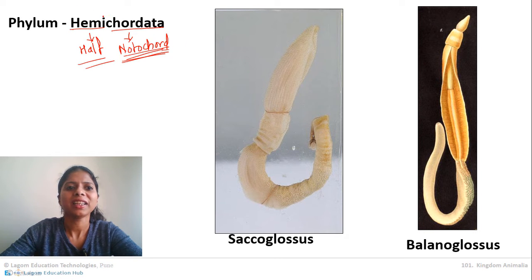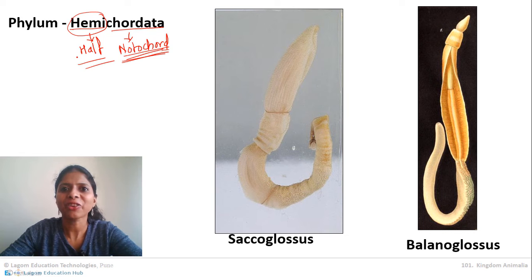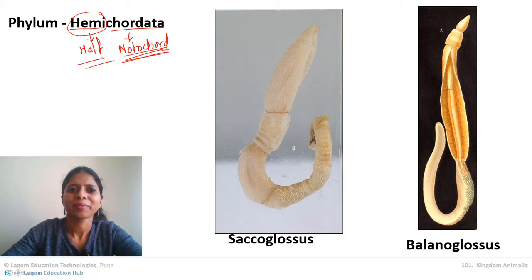But here there is a word hemi. Hemi means half, so these are called half chordates. We can say these animals are on the borderline of chordates and non-chordates. Now let us learn some more things about these animals.